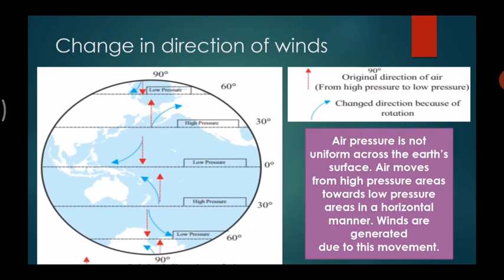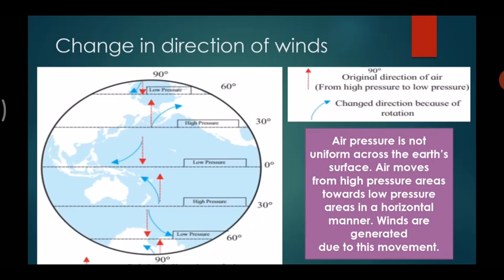Okay. But what happens to this original direction of the winds? As you know, the earth is rotating. Because of the rotation of the earth, the original direction of wind changes. Okay, because of the rotation it changes, and you can see here the blue arrows, which are marked over here, show the change in the direction of the winds.